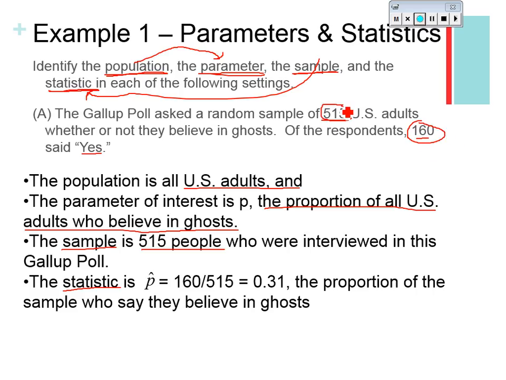Adults, 160 said yes. So the proportion of those that said they believe in ghosts would be 160 over 515, which is roughly about 0.31. That's the proportion of the sample who say they believe in ghosts. That 0.31 is the value of the statistic. So the population and the sample is what we're talking about. The parameter and the statistic represent the values that we're trying to figure out, and then what we got from our samples as a result.